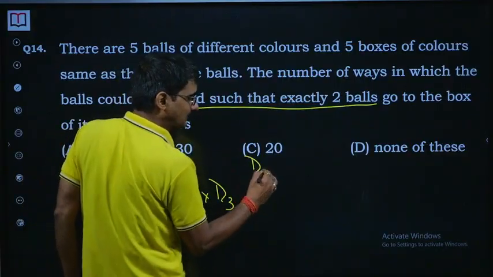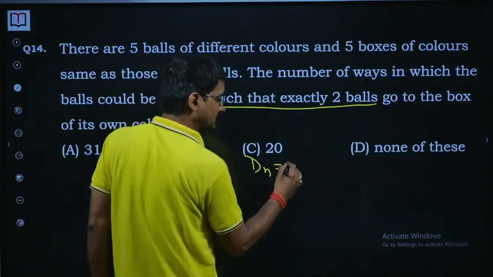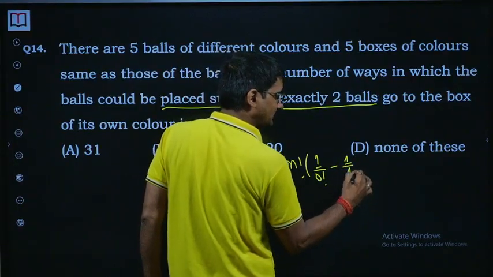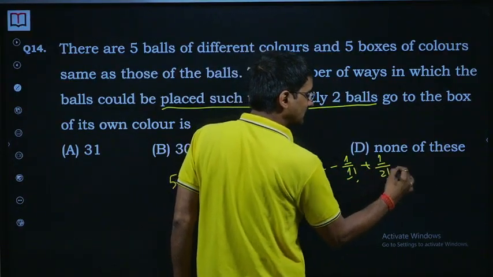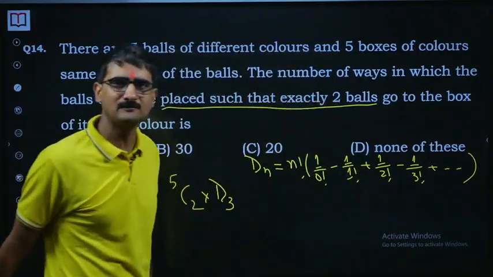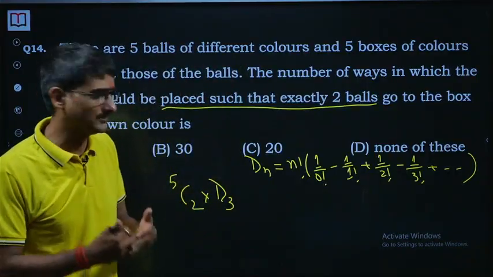Now what's the formula for the number of ways of de-arrangement for n distinct objects? It is n factorial into 1 by 0 factorial minus 1 by 1 factorial plus 1 by 2 factorial minus 1 by 3 factorial, and so on till you reach 1 by n factorial, with a positive or negative sign. That will be decided on the basis of whether n is even or odd.